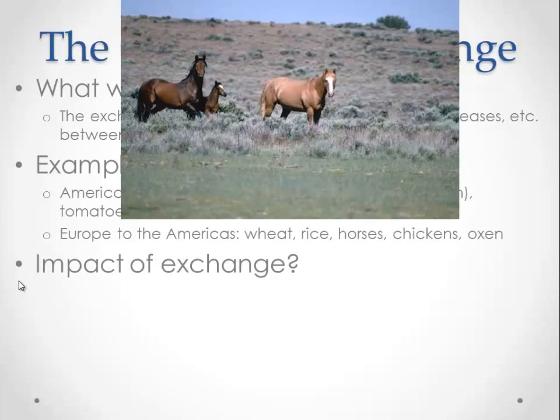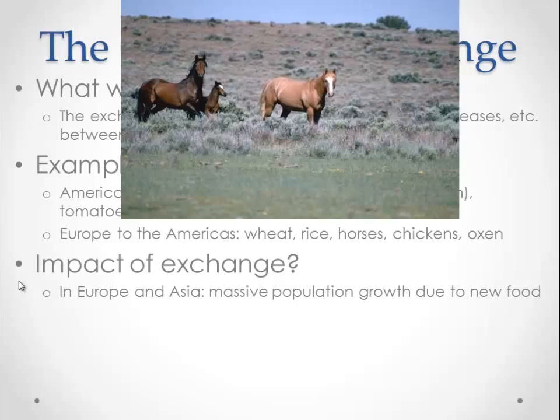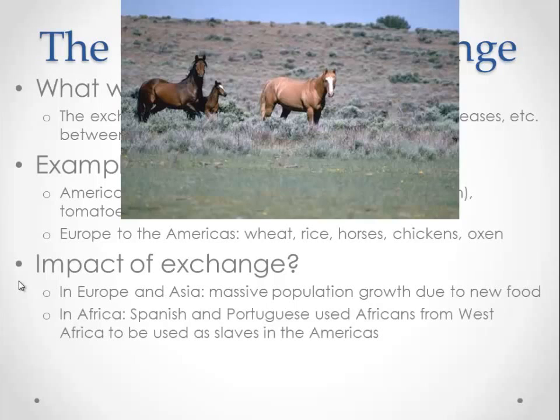So, what are some impacts of the exchange? Well, in Europe and Asia, you have a massive population growth due to new food, especially corn. You will see that that really produces a lot more food for Europeans, which will lead to a population explosion. That is so important to know.